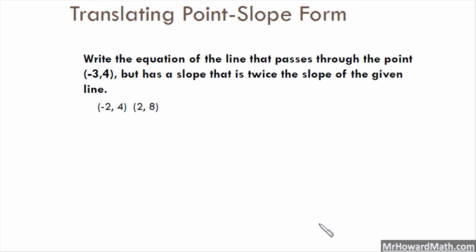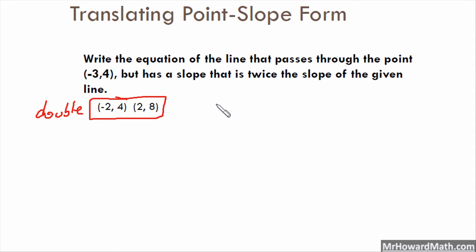Okay, in this example, we are going to be given some information that doesn't directly give us what we need. We're going to have to do some more work. So it says, write the equation of the line that passes through the point -3, 4, but has a slope that is twice the slope of the given line. So we need to find the slope from these 2 points and then double it. We need to multiply it by 2 when we're done.